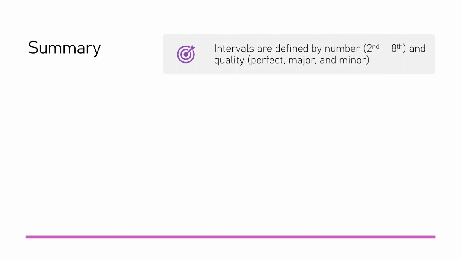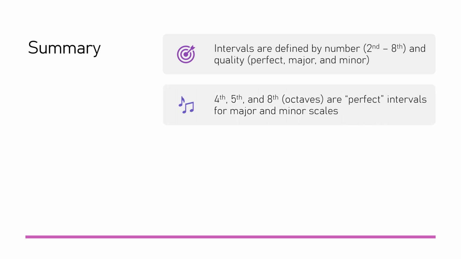As we conclude, we've talked about intervals, that intervals are defined by number. Not only by number, you have second, third, and you get to 8th, but also by quality. We've looked at 3 qualities: perfect, major, and minor. Let me add that the difference between a major and a minor interval is just a semitone difference. So if, for example, a major third is 4 semitones, a minor third is 3 semitones.